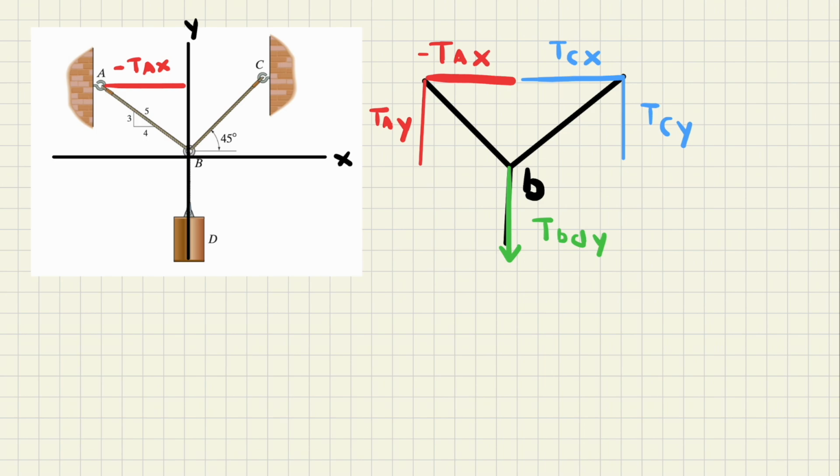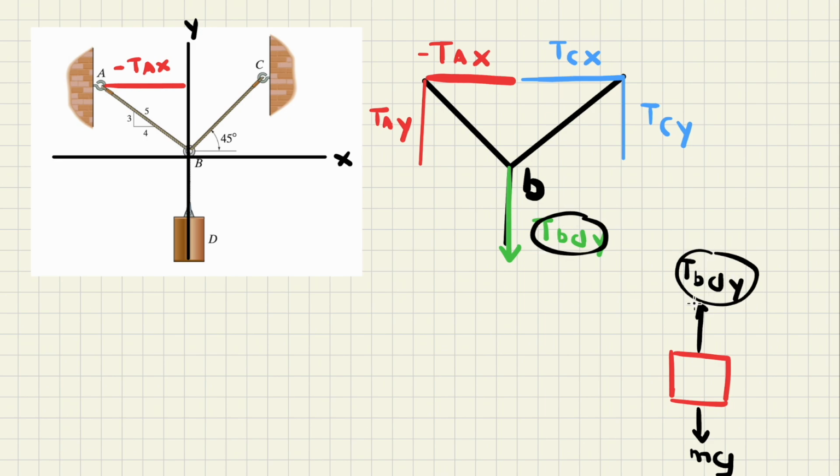And then the only other free body diagram that we're going to have to make is of our object. So we have our object, our weight here. We have the weight that's dragging it down, which is mg. And we have the tension. This is the same tension, but it's represented differently on our different diagrams. This is T BDY. So this and this are the same. So now that we have that, let's make all of our equations.